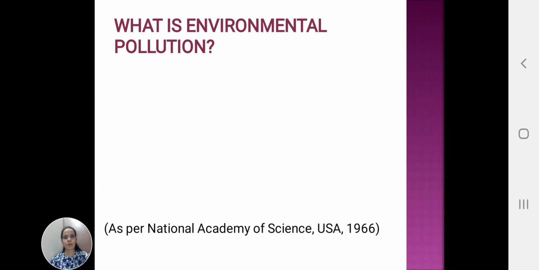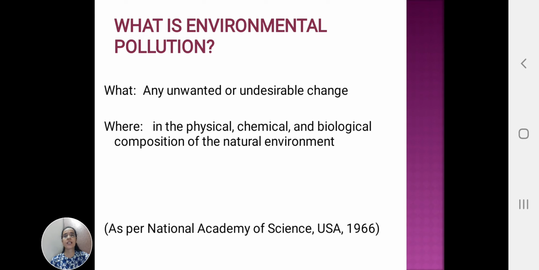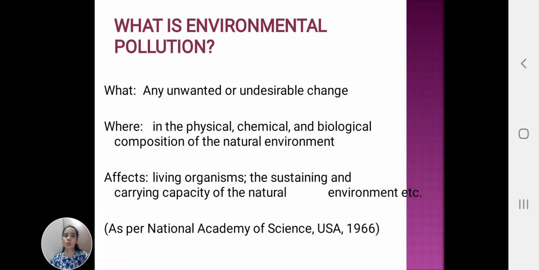What is environmental pollution? A very simple thing, and it is defined as any undesirable or unwanted change in the environment which affects the physical, chemical, and biological composition of the natural environment and all of its important spheres, that is air, water, and soil. It also affects the living organisms, including humans, plants, animals, and other organisms, and the sustaining and carrying capacity of the natural environment is also disturbed.